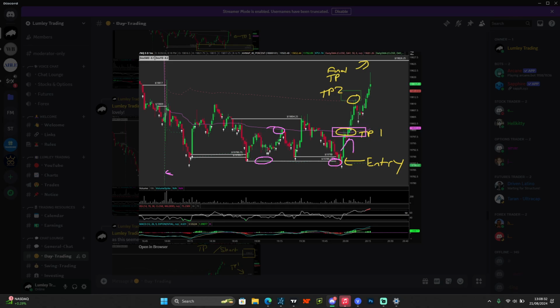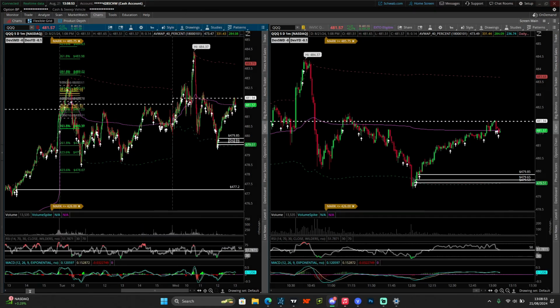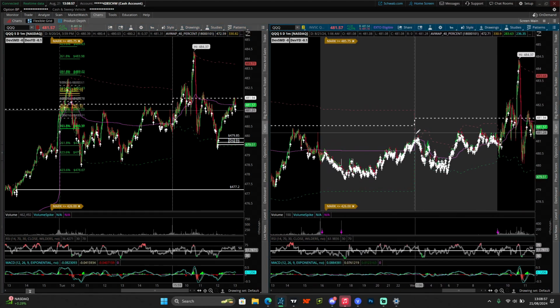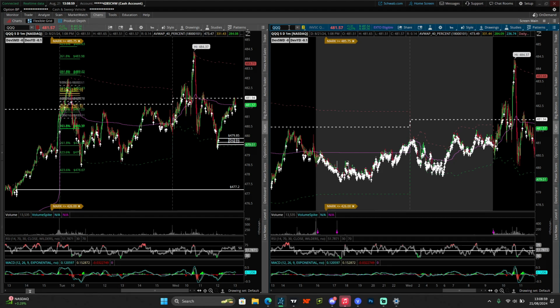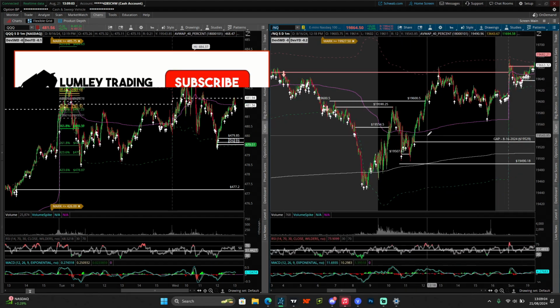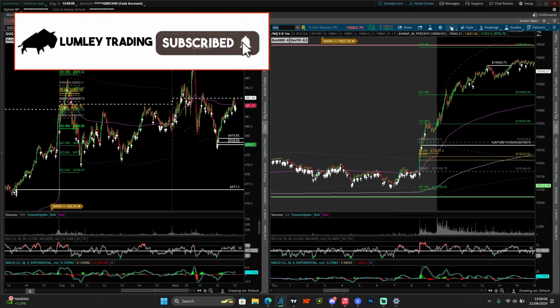TP1 at VWAP, TP2 at VWAP extension, and then gave it a bit of room to find that final TP at 926. Again, I was surprised how quick we did hit that. But we did, and if we go back on the futures, you can see this because it will be drawn on our chart anyway. So we go over to the NQ futures, you'll be able to see this is exactly where we've done it.